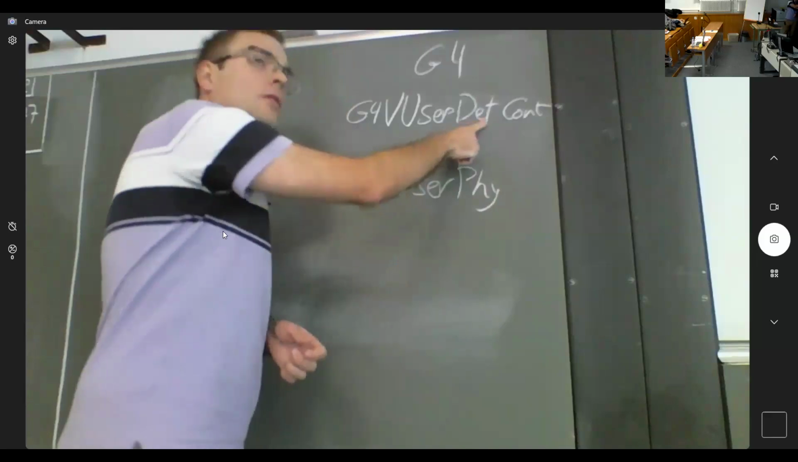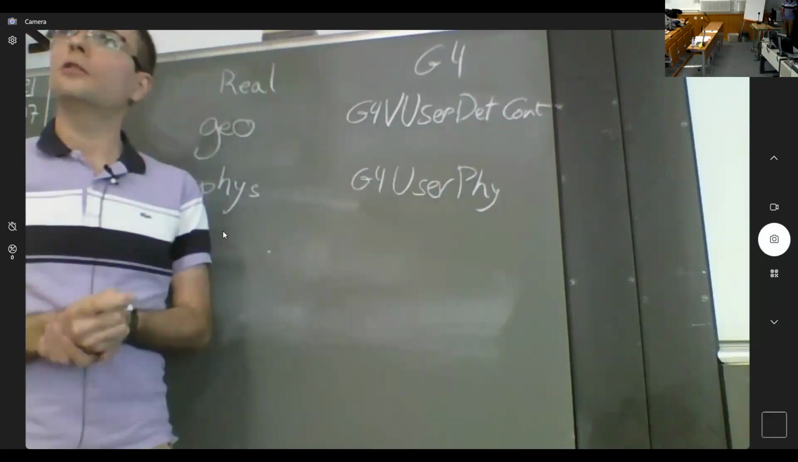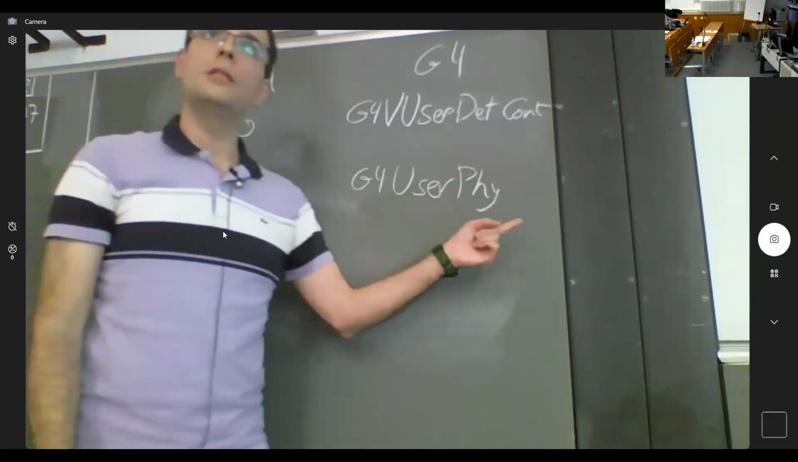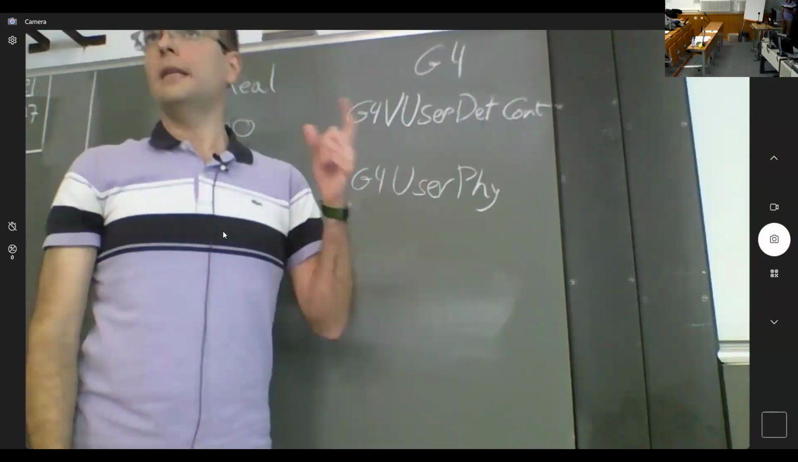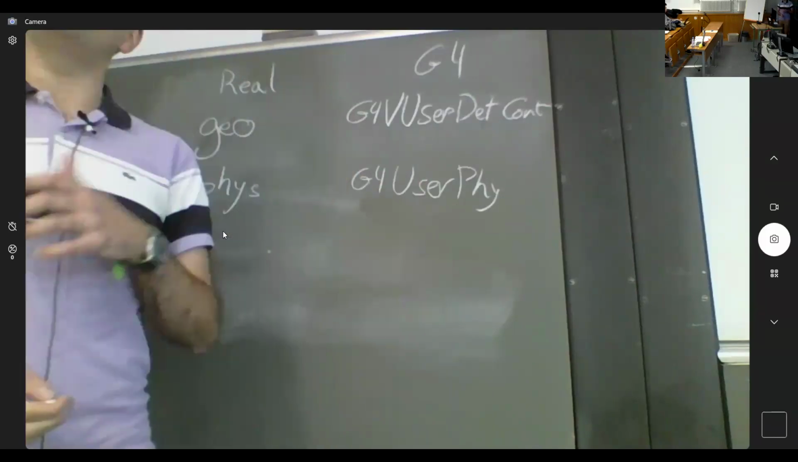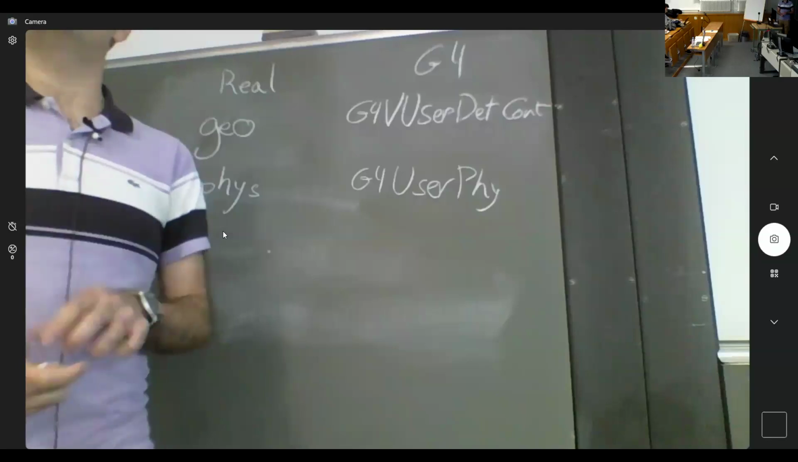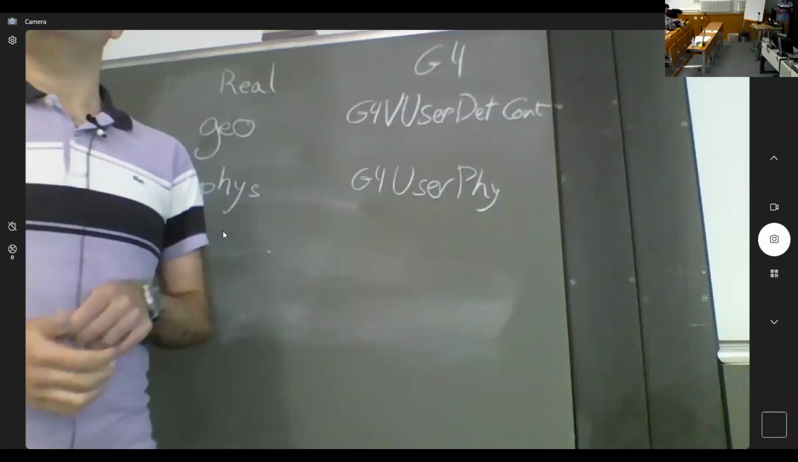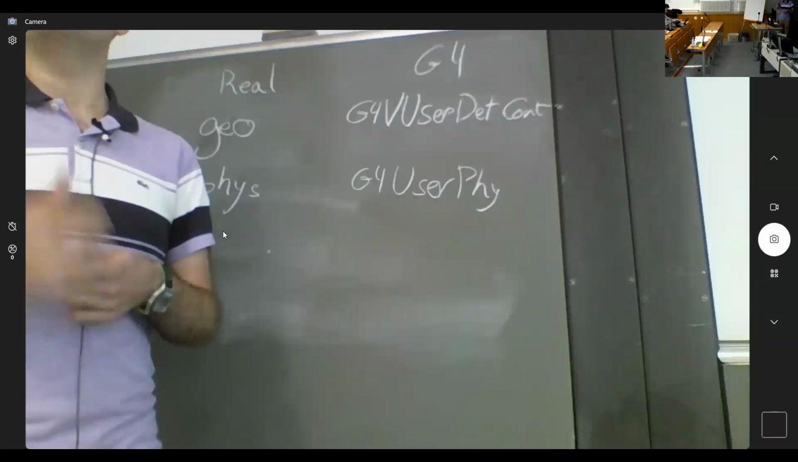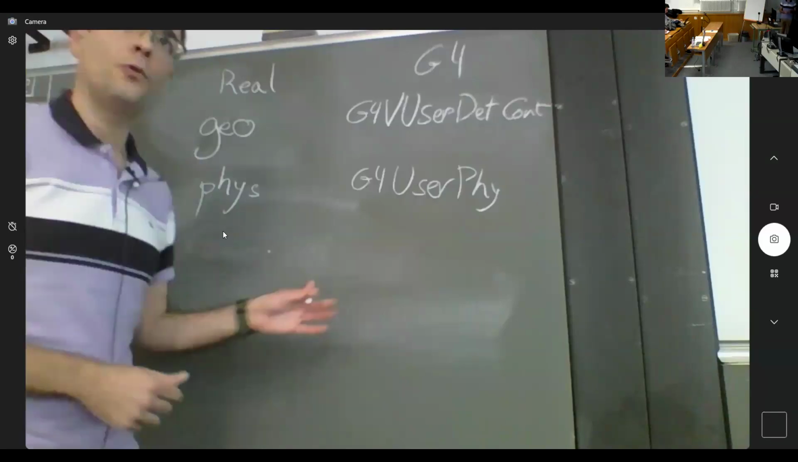We will implement our detector constructor. We will not implement the physics list because it's extremely complicated and error prone. And also Geant4 for many years now provides some ready to use physics lists, reference physics lists that we can use out of the box. And this is what we will use.